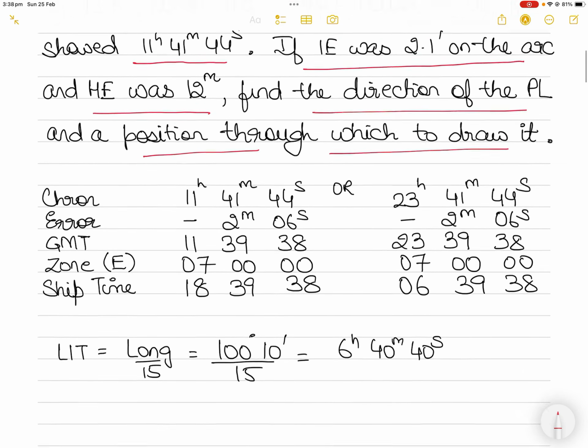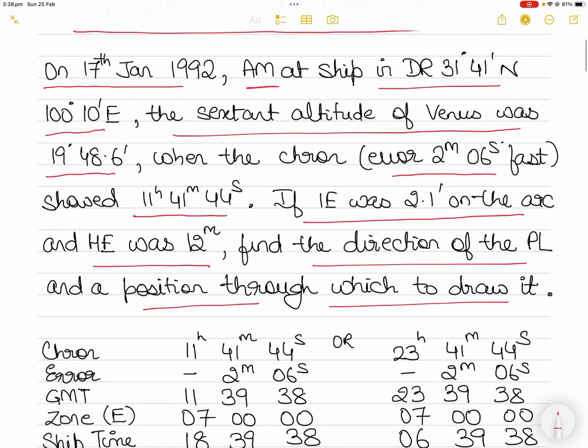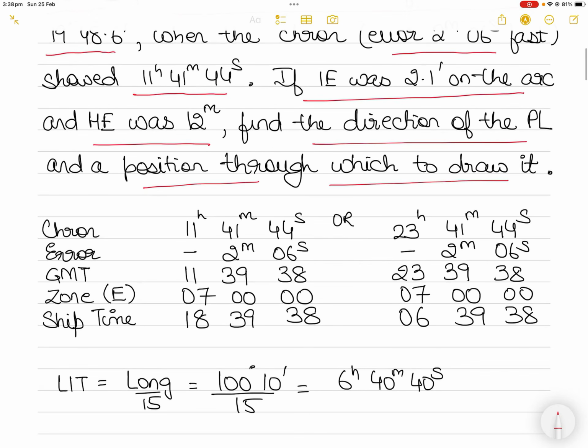So let's solve the ambiguity of the chronometer time first. When the chronometer time is given to you, remember to write the time firstly as it is. In this case, of course, it's 11:41:44, and then add 12 hours to that time. Because again, I am repeating myself here.